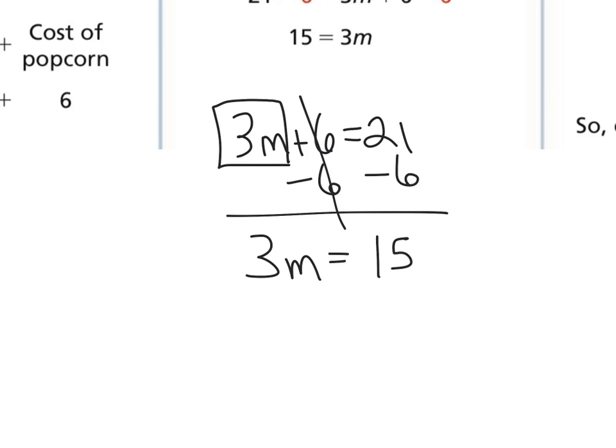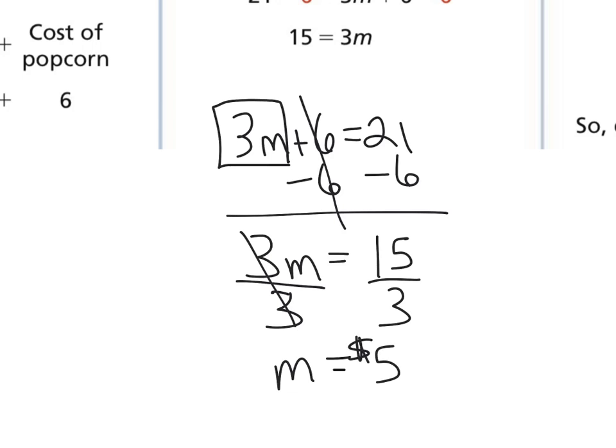And again, at this point, we can probably tell what's going to happen. But just for practice, in case things don't come out evenly, notice the variable is being multiplied by 3. So the opposite operation, we are going to divide by 3. And as long as we divide by 3 on both sides, it keeps our equation balanced. 15 divided by 3 is 5. And that means that a movie ticket costs $5.